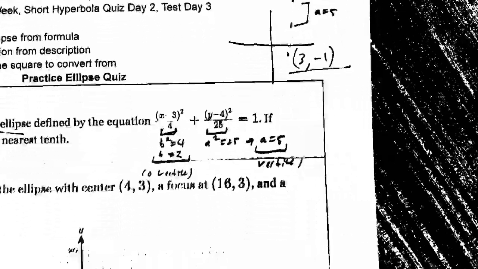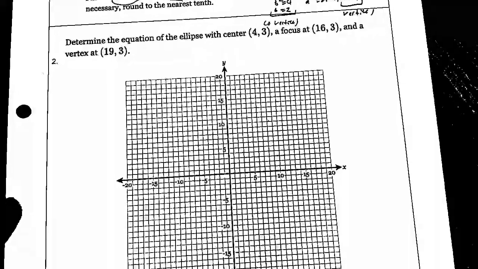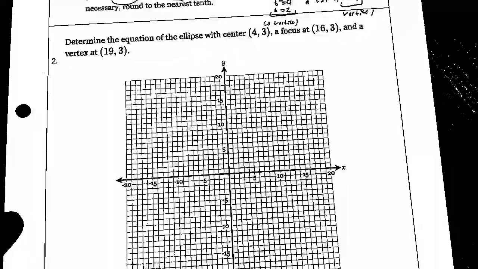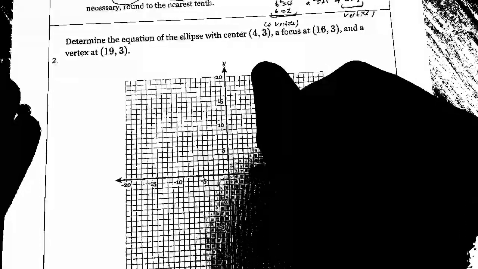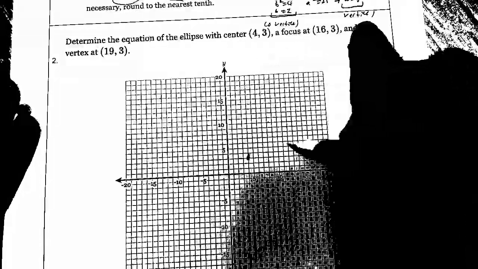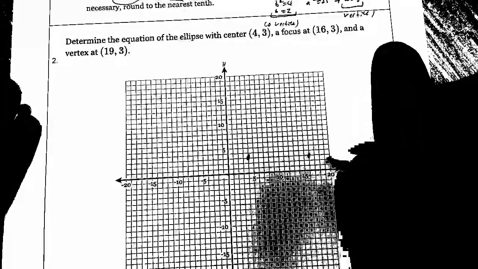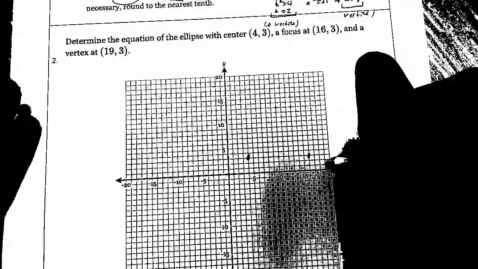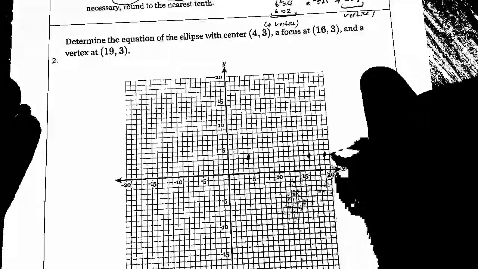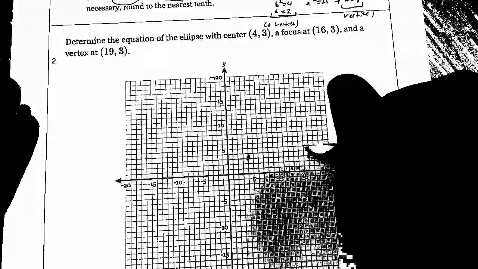Okay, let's do number 2. Determine the equation of the ellipse with a center of 4, 3 and a focus of 16, 3 and a vertex of 19, 3. Let's go ahead and just plot the points. 4, 3, right here. 16, 3, right here. And 19, 3. So 16, 17, 18, 19, 3 here. Okay? So this is a vertex. I'm going to label it V. This is a focus F. And this is the center C.